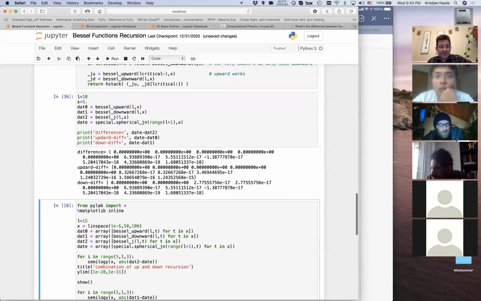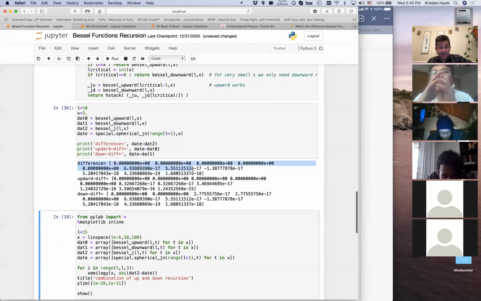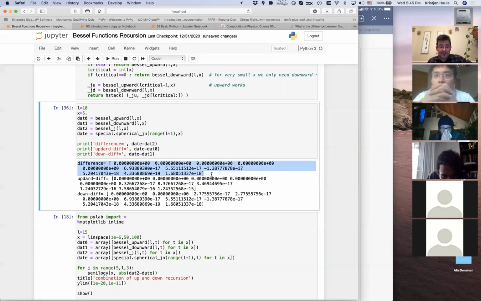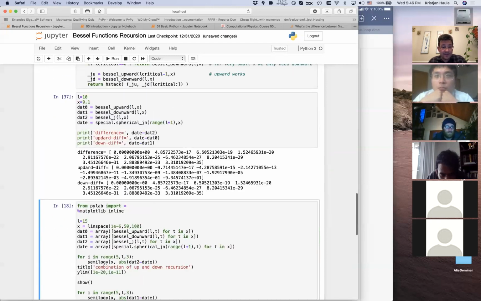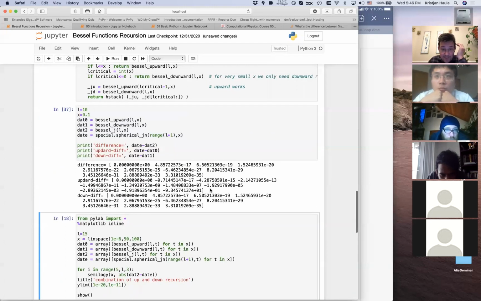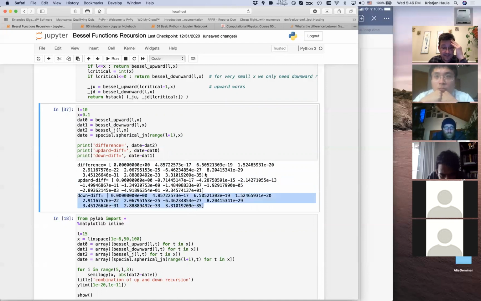And if we evaluate this, we can see that if we have this combination of downward and upward recursion, then precision is basically always of the order of 10 to the minus 18. Now, the upward recursion becomes slightly less precise for a large value of x, while downward recursion somehow is still okay. Now, if we put small x, for example, we expect the upward recursion to be disaster, and indeed it is. Downward recursion is fine, and this combination is also fine because it just uses the right one.